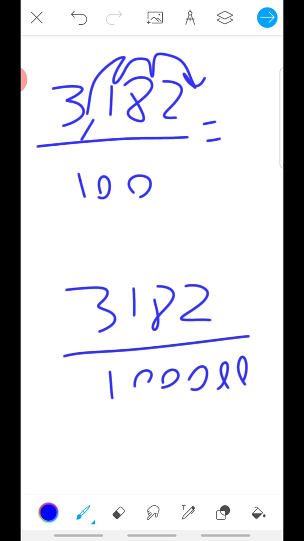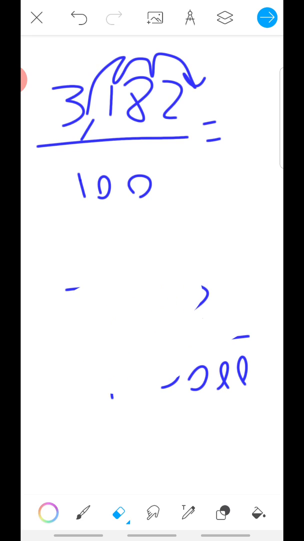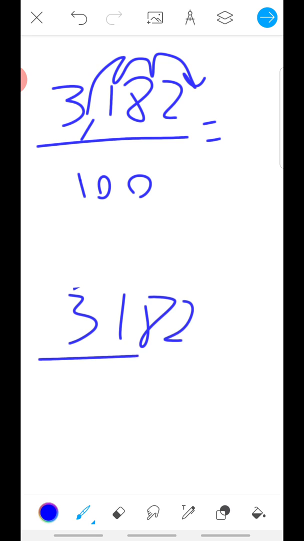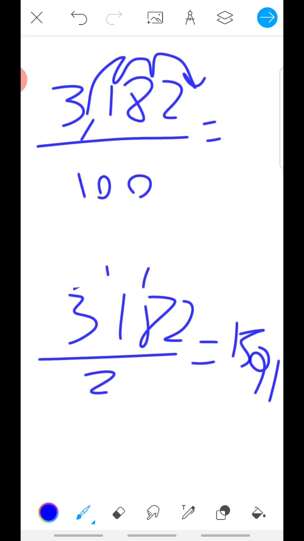Well, we know that we can divide this by 2 because it ends on an even number. So we're gonna divide this really quickly. 3,182 divided by 2 is 1,591. And then we have to divide the 100,000 too, which will be equal to 50,000. And then if we can find more ways to divide these, we'll divide them until it's the smallest number that we can get.